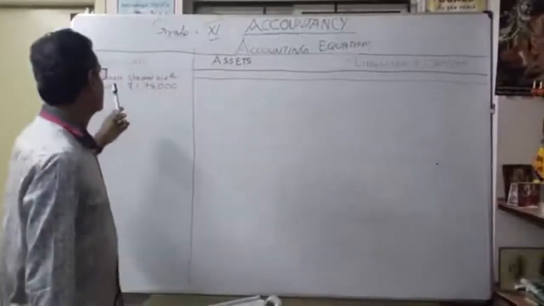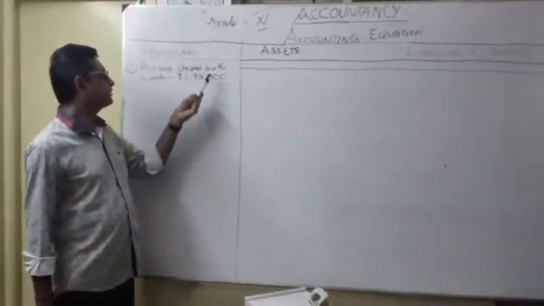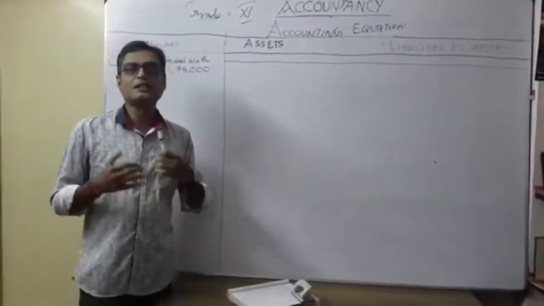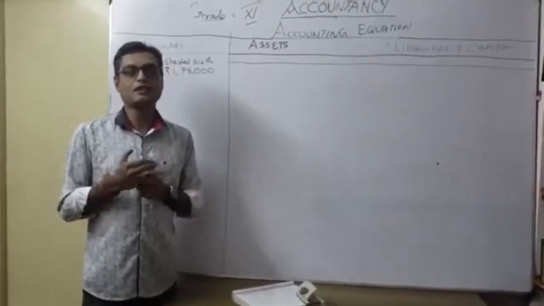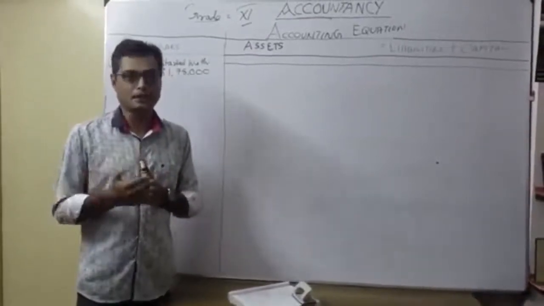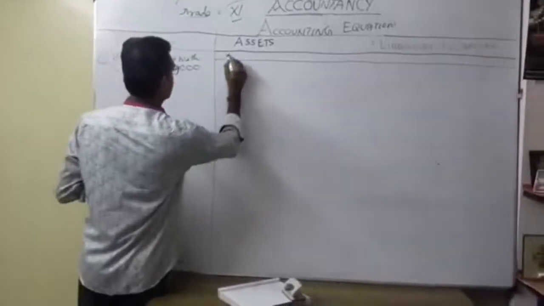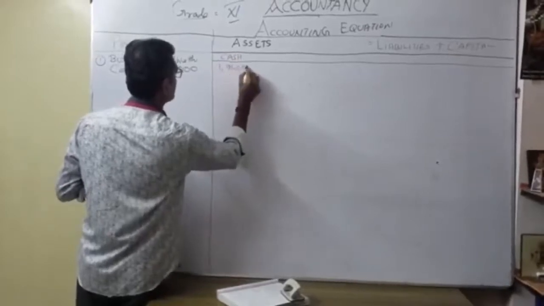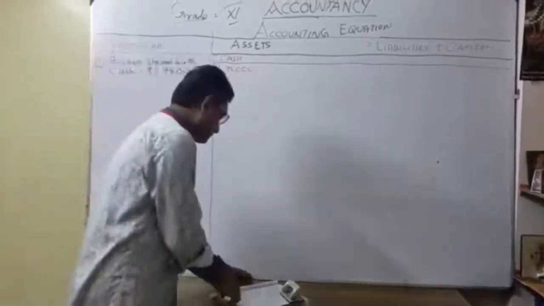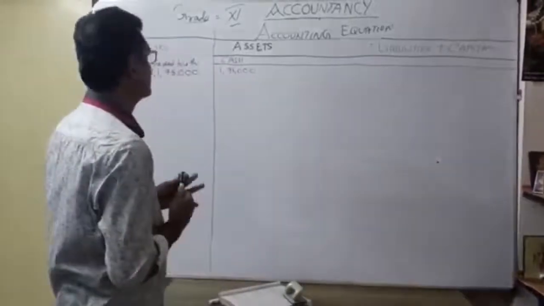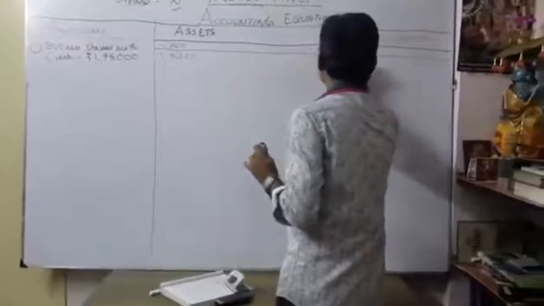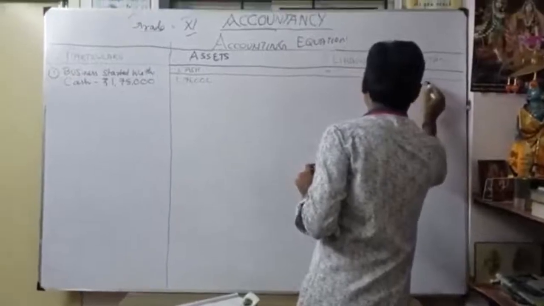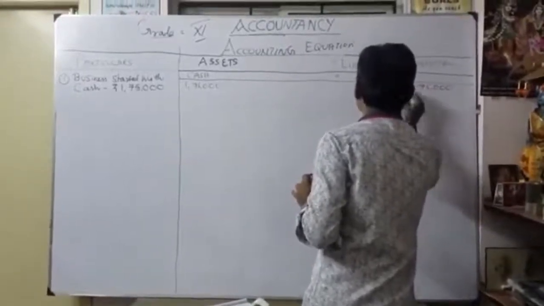Then see the first particulars: business started with cash, 1,75,000. That means suppose you are going to start a business with money of 1,75,000. So what comes in? We got cash in the form of capital. Here I am going to write cash, 1,75,000. Thereafter on the liabilities side also, how much? Here also 1,75,000. So here 0. Now understood?